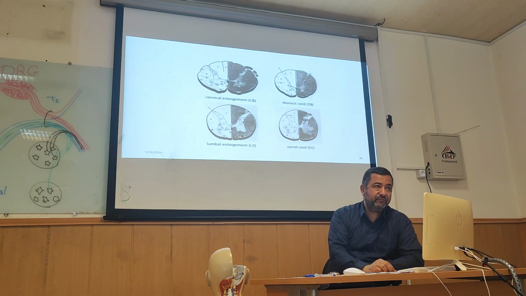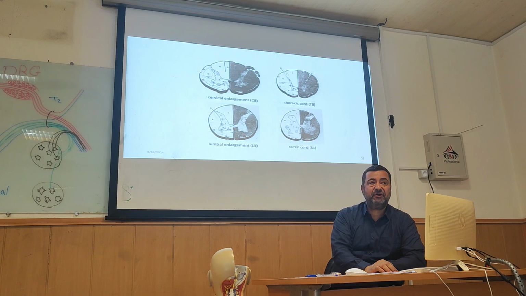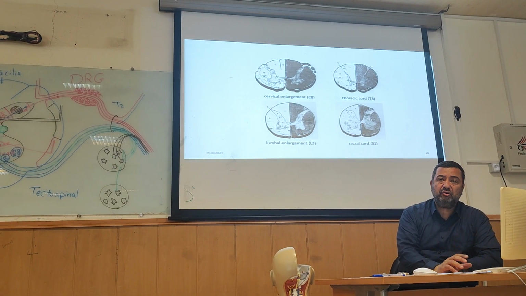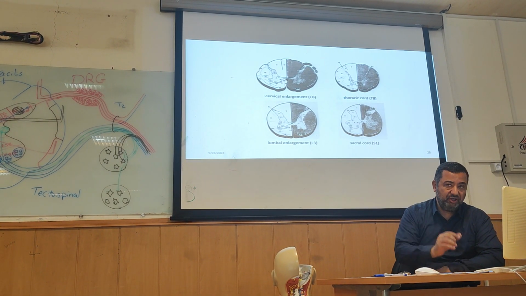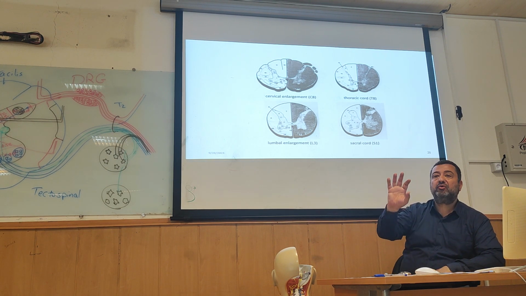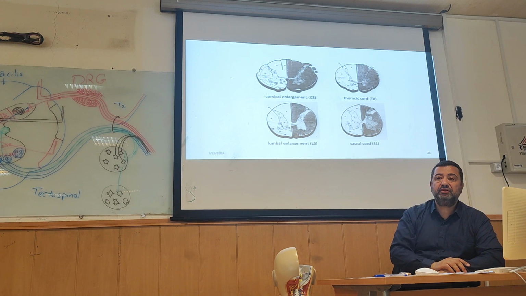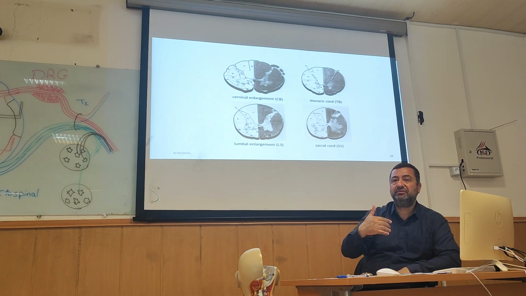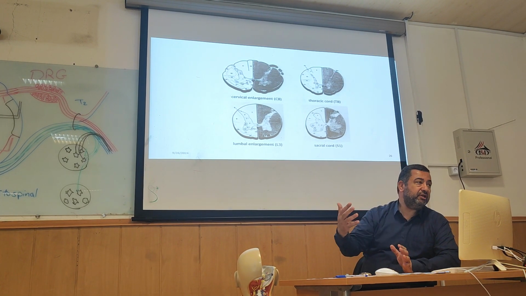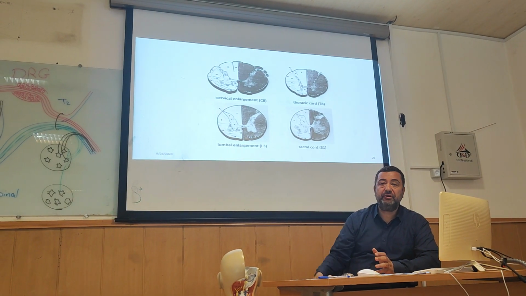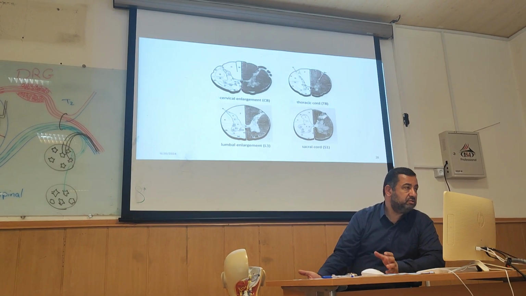You see here cross-sections of the spinal cord in the cervical enlargement, thoracic area, lumbar enlargement, and sacral part. You see in the thoracic area, the spinal cord has very small gray matter. But in the cervical enlargement and lumbar enlargement, it's huge, massive, because innervation of the upper limb and lower limb is massive.